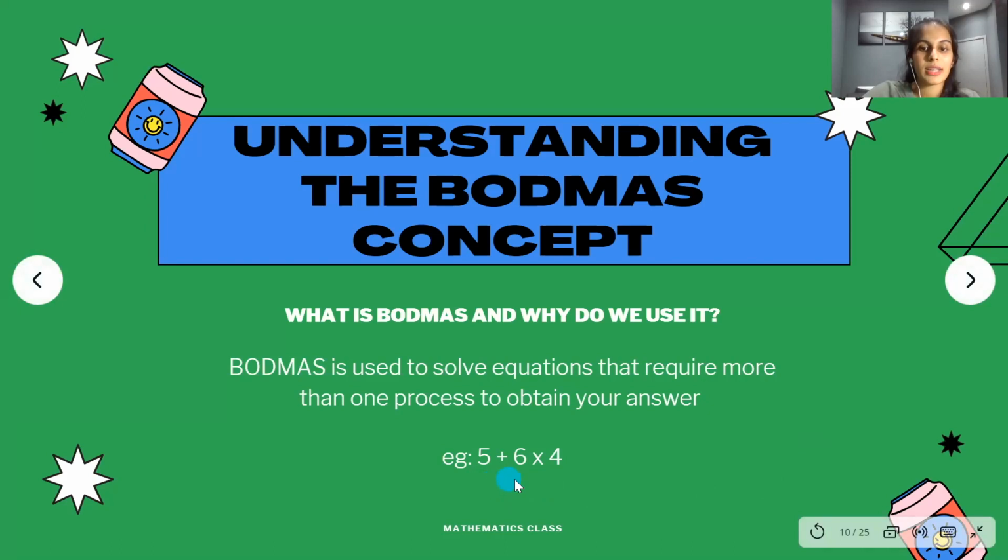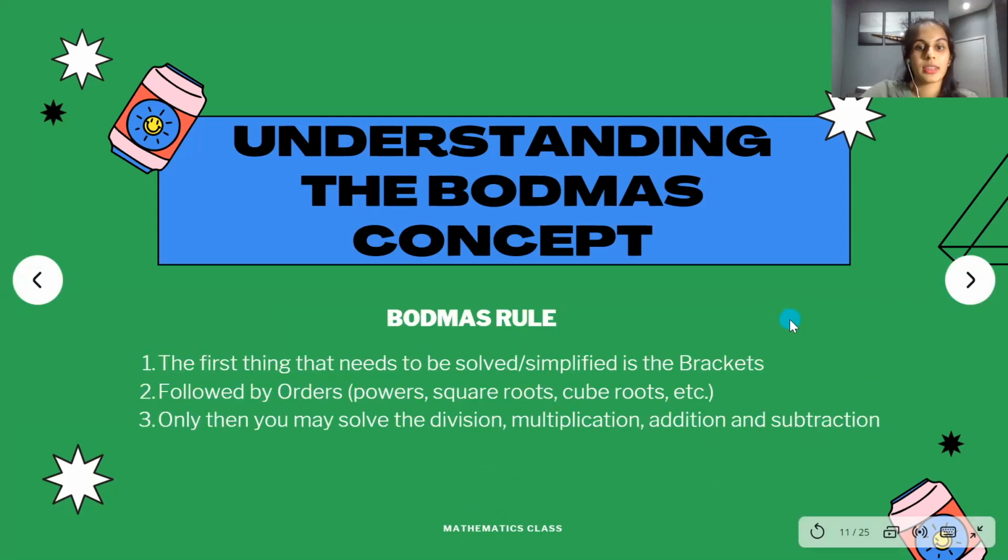5 plus 6 multiplied by 4. You might simply say that we just move from left to right, so we would do addition first and then the multiplication. But that is actually wrong, and that is where BODMAS comes into play. It teaches you the correct order to solve equations so that you will be able to get the correct answer. So the BODMAS rule is very simple to understand actually. You just need to remember BODMAS.